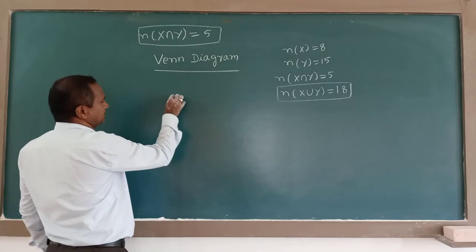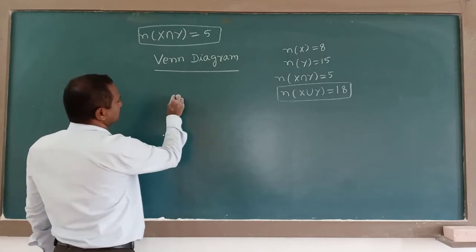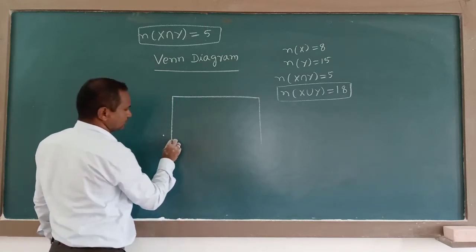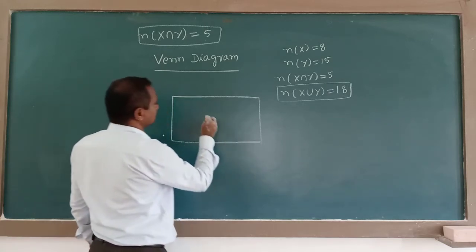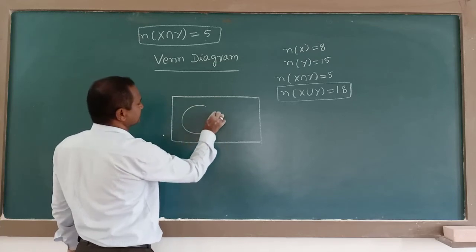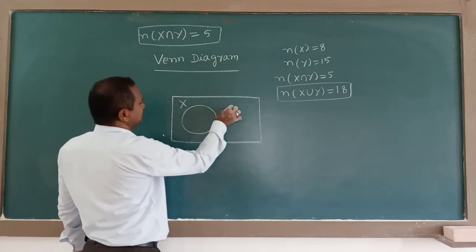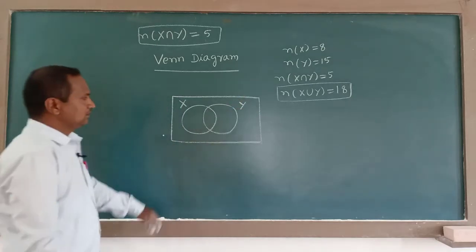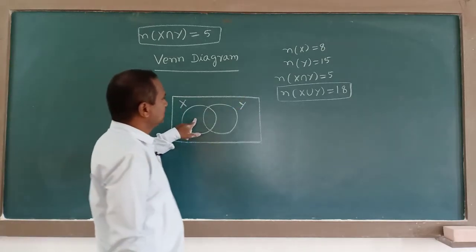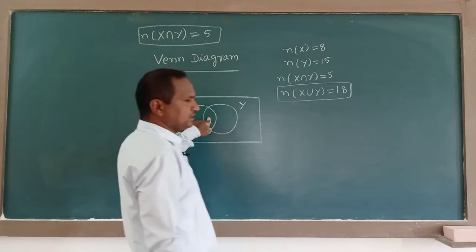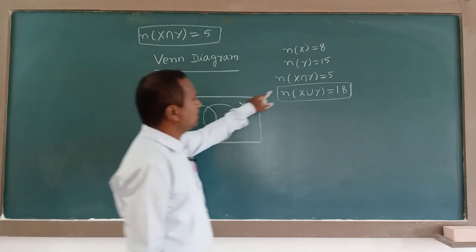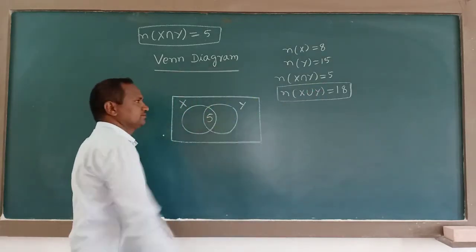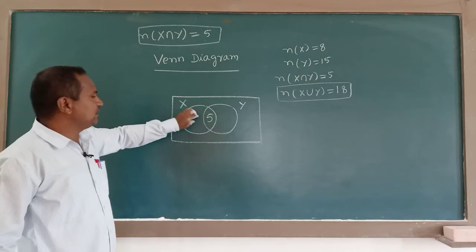Now the Venn diagram. One set is X, another set is Y. Commonly, whatever elements are there, you should write them only. Here, X intersection Y is equal to 5.